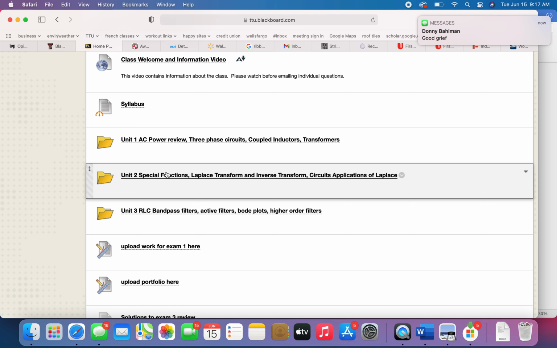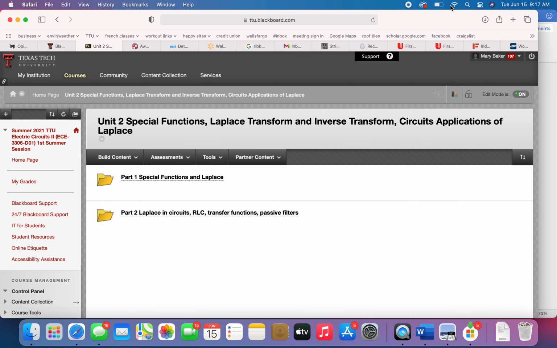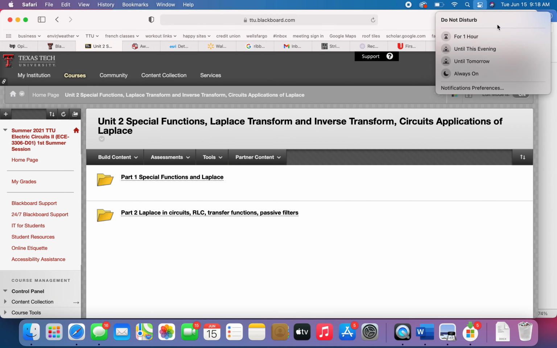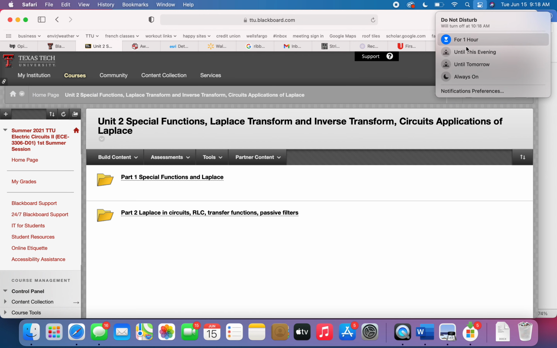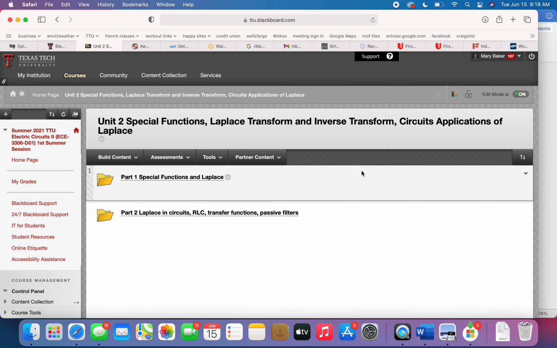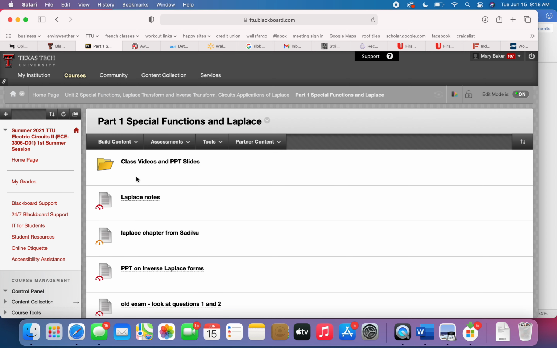All right, so let's talk about where we are now. We are now in Unit 2, Special Functions. And let me just real quick put my computer on Do Not Disturb so that you don't see all of my notifications pop up. So right now we are on Unit 2, Part 1, Special Functions and Laplace. Now I'm aware that many of you have had a course in linear systems where you covered the Laplace transform, so this first part of Unit 2 may be mostly a review for you.